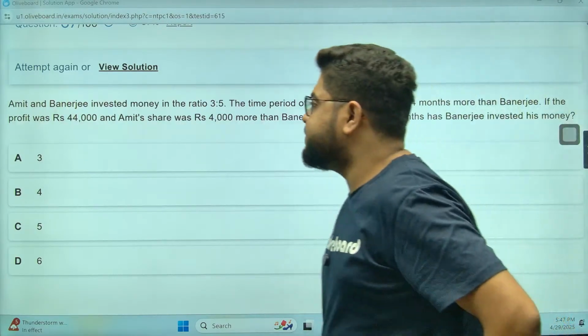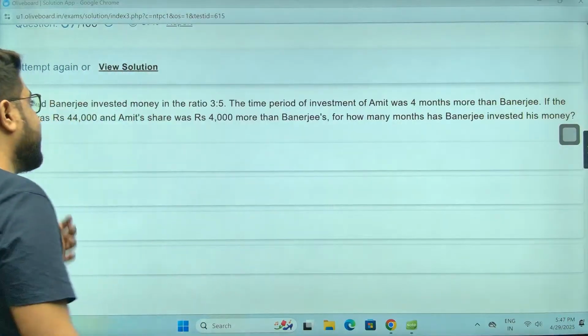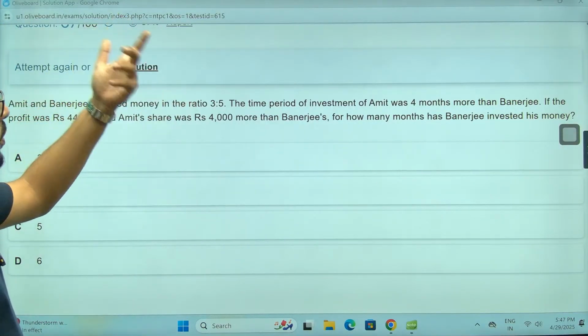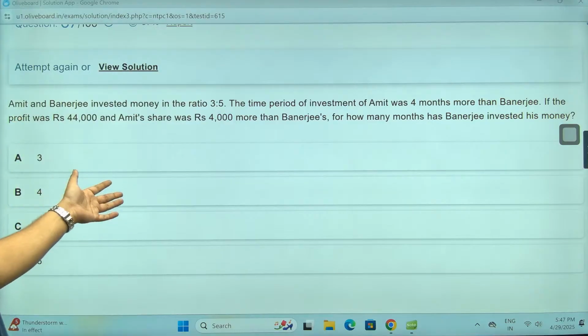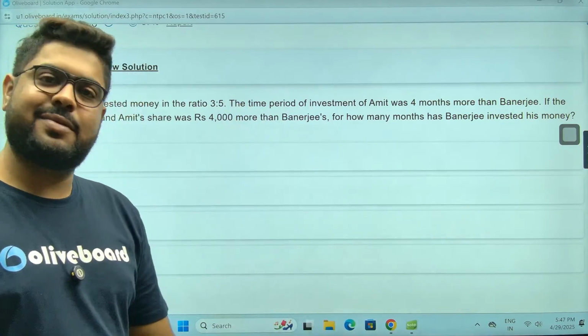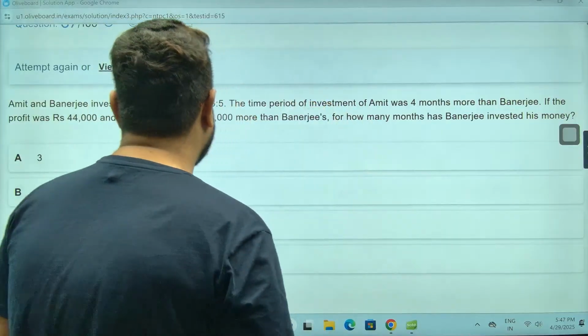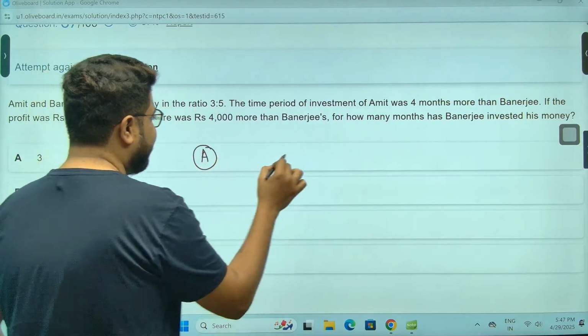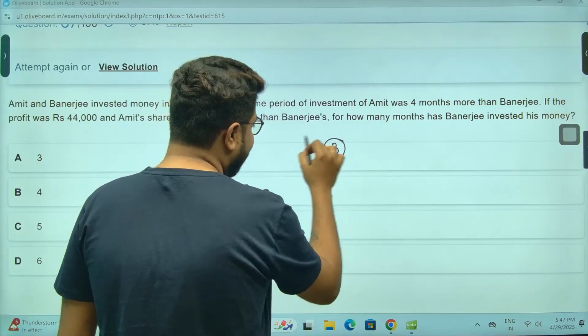चलो sir, next one. Amit and Banerjee invested money in this ratio. Time period is 4 months more than this. Profit is this. Acha. So again, every shortcut avenue has been blocked. भैया like बोला कि बनो labor. Labor बनो. Every shortcut avenue have been blocked.